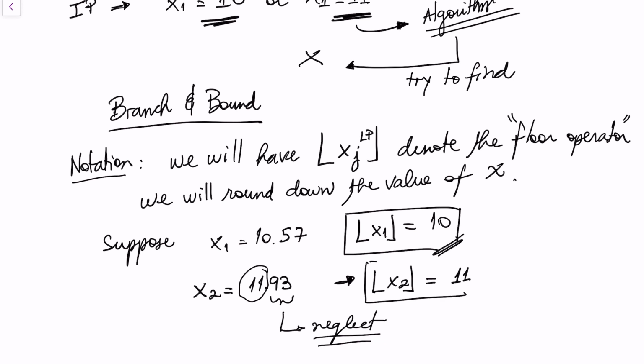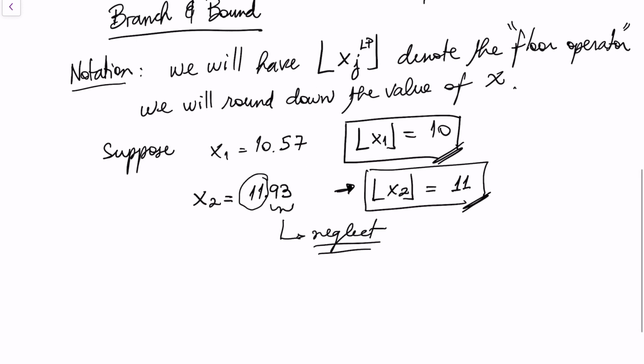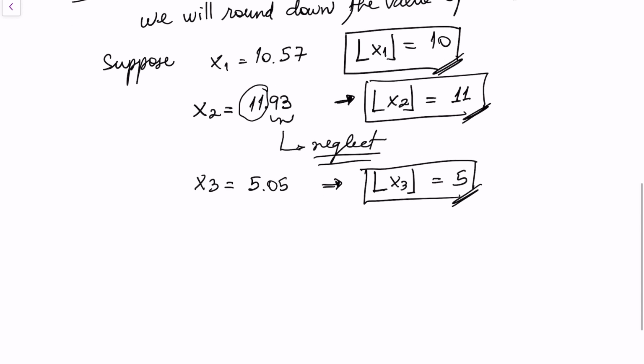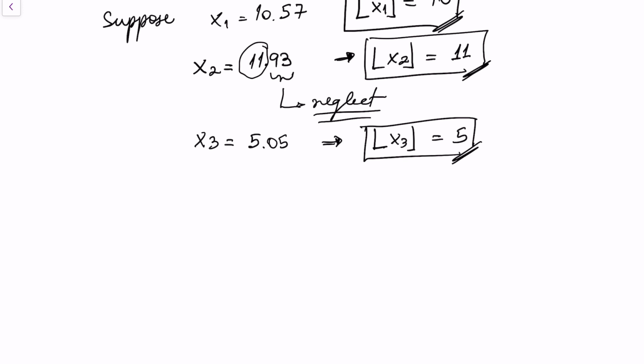The same thing would be true if we have, for example, x3 equal to 5.05, and I apply the floor operator. The floor operator to x3 will give me a 5, okay? So this concept of the floor operator is key when we're solving an integer programming using the branch and bound method.